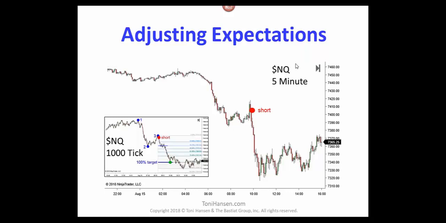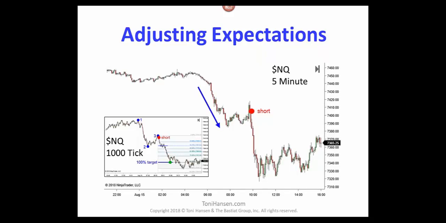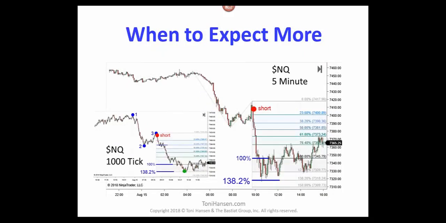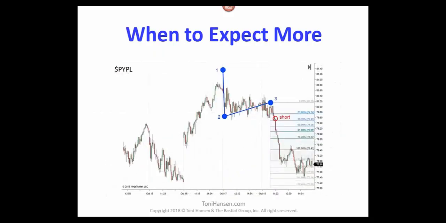So when we look at the 5-minute chart of the NQ compared to the 1,000 tick chart of the NQ at the same time, momentum was much stronger on the 5-minute chart. And a lot of futures traders will miss this because they'll be paying attention to just one or the other and not combine them both. So it's really important to keep in mind not just what is happening on the smaller time frame that you might be looking at, but also look at some of the bigger picture as well. That can help you make sure that you're adjusting your target levels properly and getting as much out of the trade as you possibly can. So with an increase in momentum, you're usually able to get more than that 100% target.